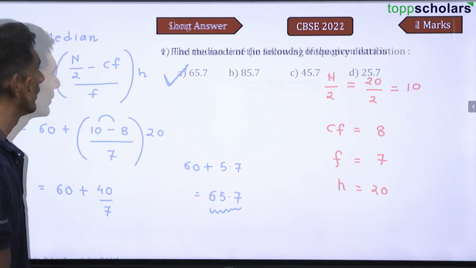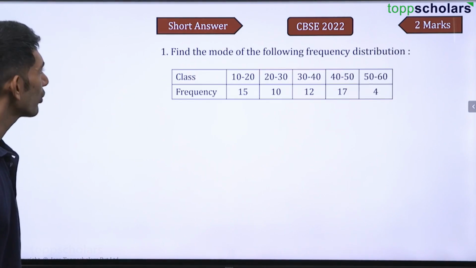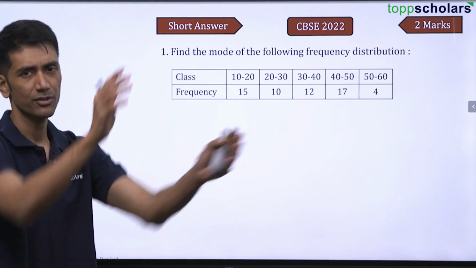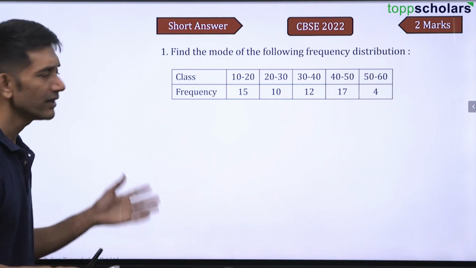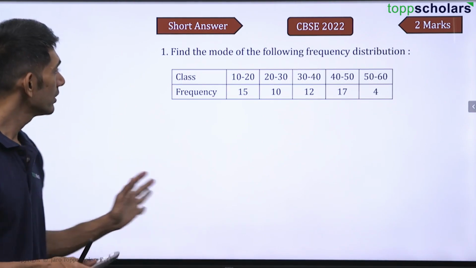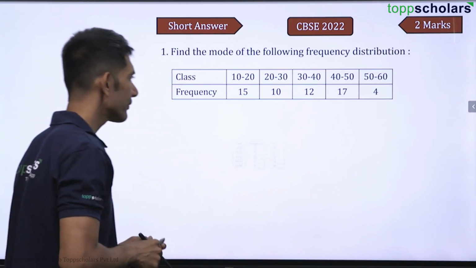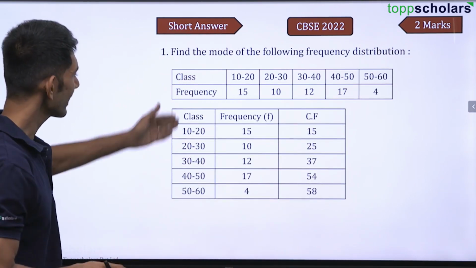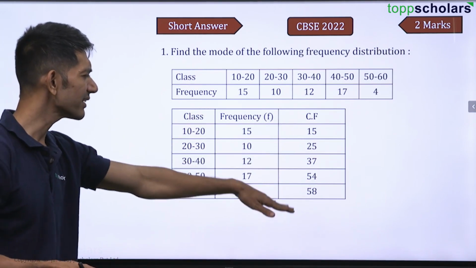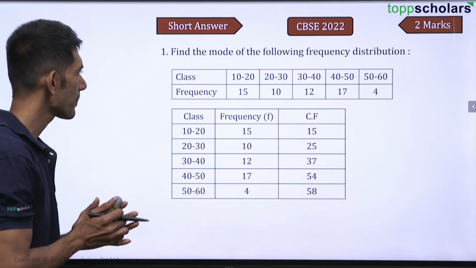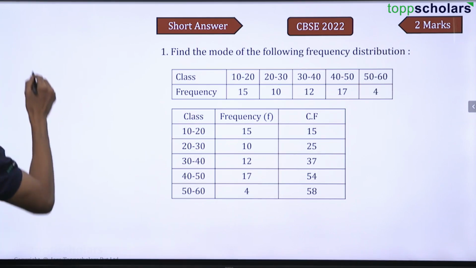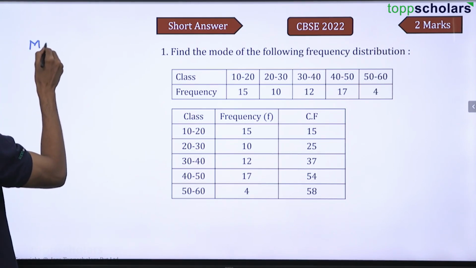Okay, let's continue. Now the next question says find the mode of the following frequency distribution. This question you know how to solve. We are just supposed to find out the mode here. To find out the mode, we do not require CF. All we need is the class frequency. Even if you have the CF, you can ignore that. Firstly we'll find out the modal class. So what is the modal class?